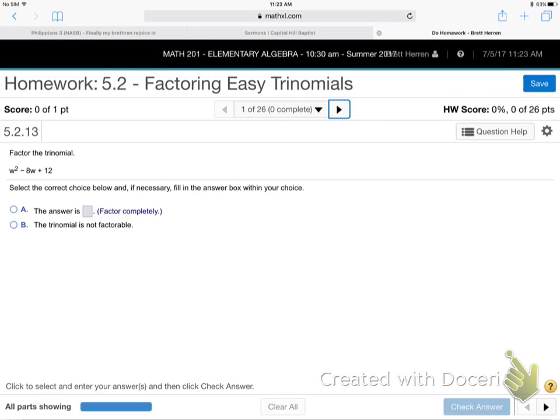All right, there we go. Trinomials, w squared minus 8w plus 12. All right, so they want us to factor this trinomial. So how do we factor this thing?